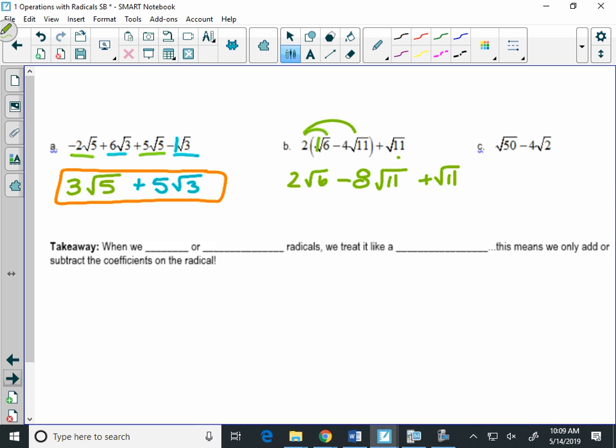Now do we have like terms we can combine? Yeah, we have these radical 11s. There's nothing to combine with the radical 6, so we just rewrite it as 2 radical 6. And then we combine our radical 11s. Negative 8 radical 11 and positive radical 11 is what? Negative 7 radical 11. We can't combine those because they're not like terms.